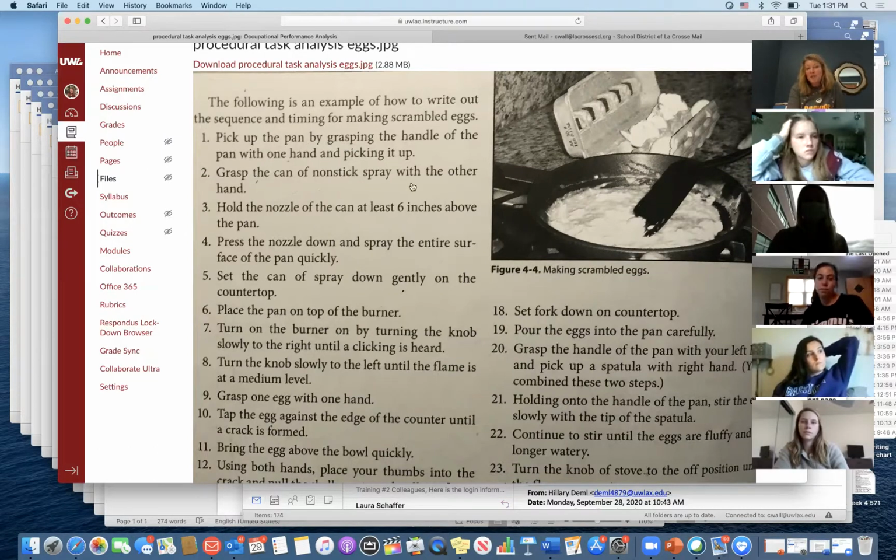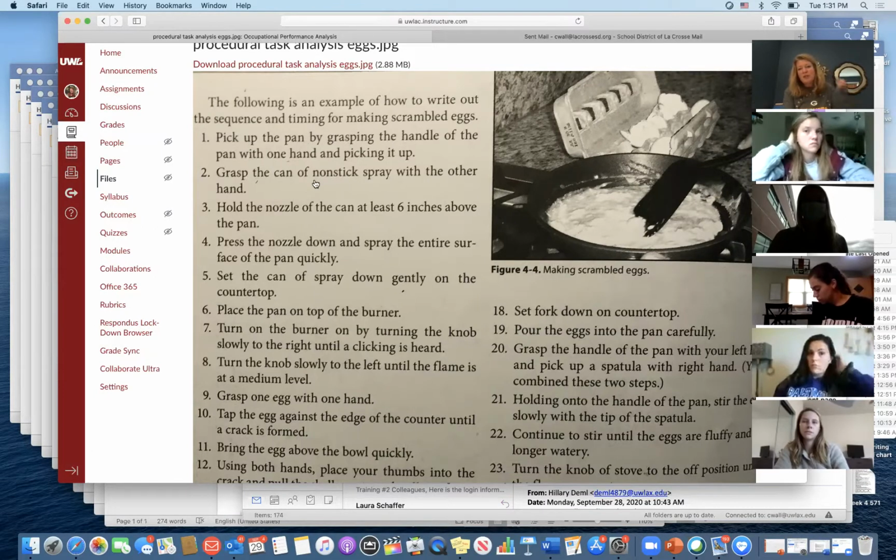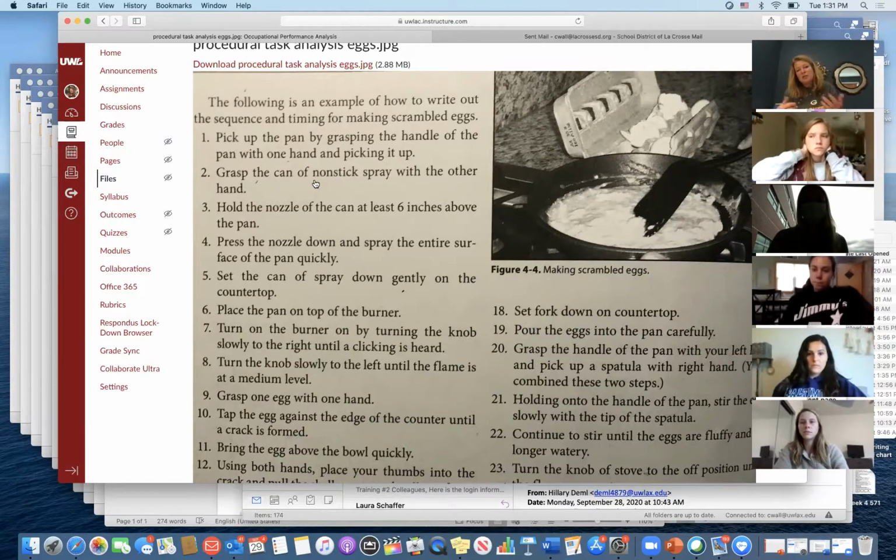Grasp the can of non-stick spray with the other hand. So they're holding the pan in one hand and the spray in the other. Can you picture yourself going through the motions of this and then writing things down, where maybe if you didn't go through the motions of it, you would forget some steps? So as you go through, you can totally picture what they're doing.